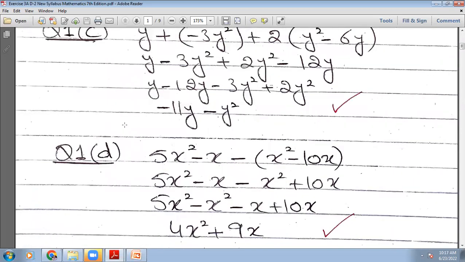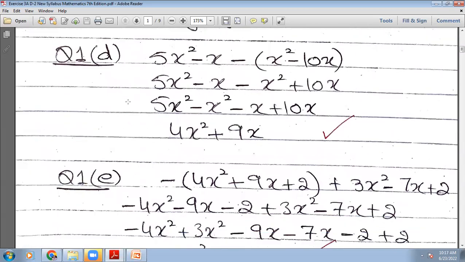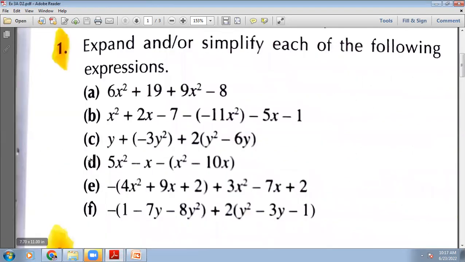So here we go, question number 1, and it's D part. It says 5x squared minus x minus bracket x squared minus 10x. So it will be 5x squared minus x squared plus 10x. You see, the negative has changed the signs. Now the like terms will be together. So 5x squared minus x squared, and minus x plus 10x. So 5 minus 1, it will be 4x squared, and minus 1 plus 10, it will be plus 9x. Hope you will understand this.